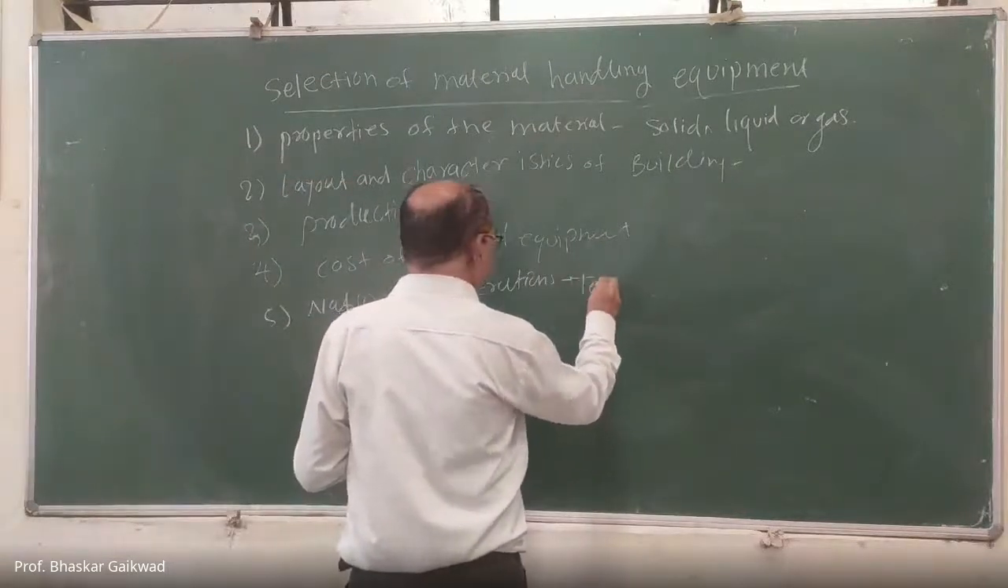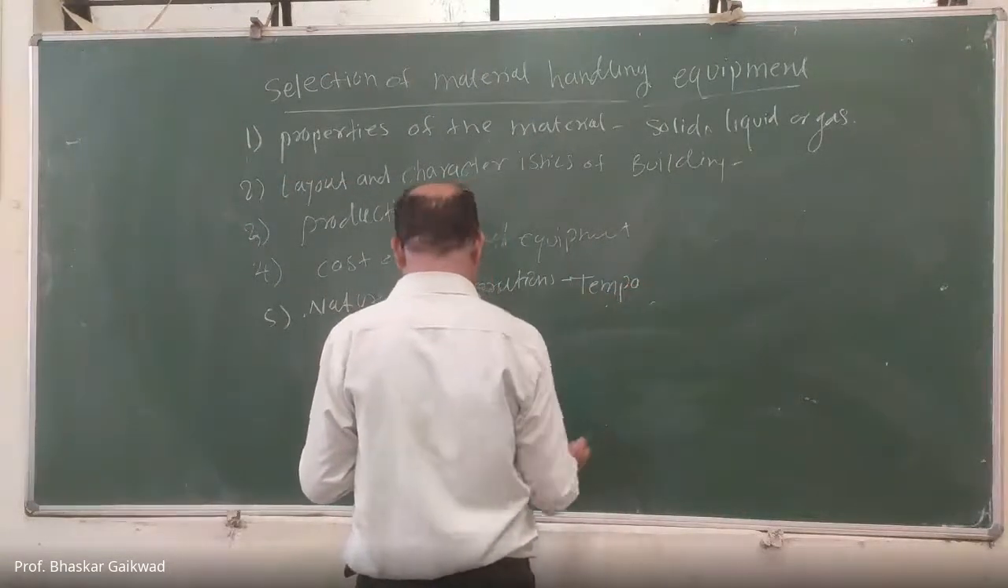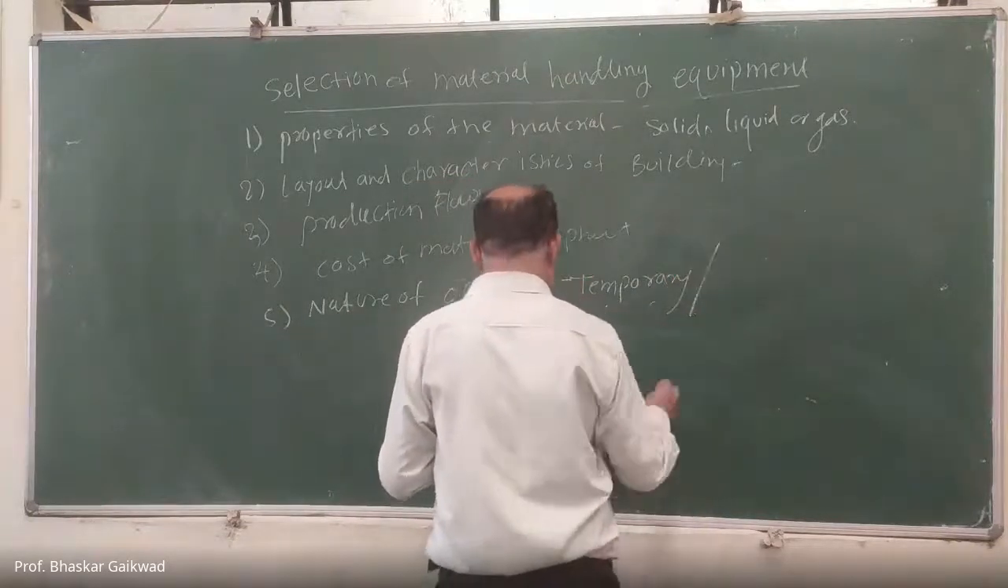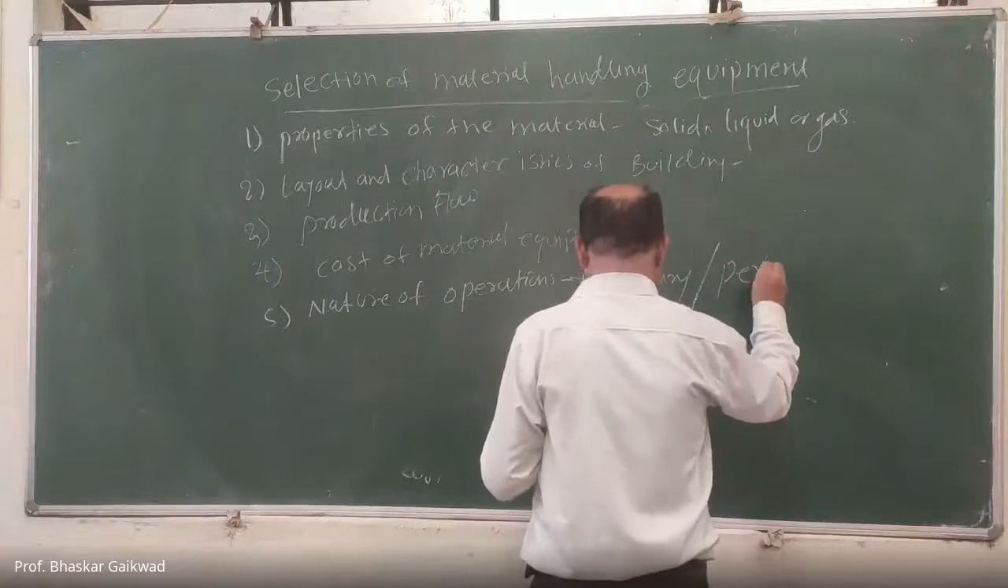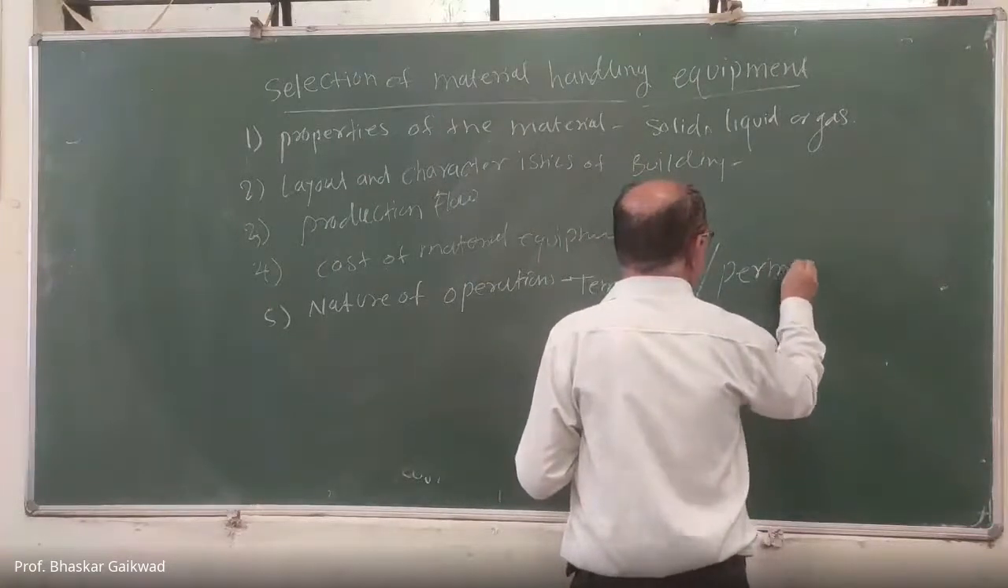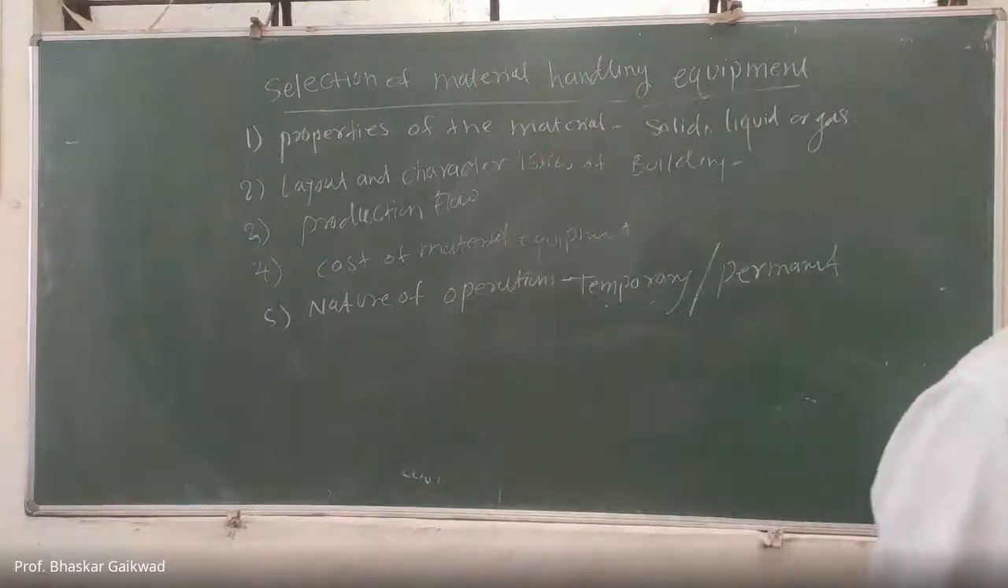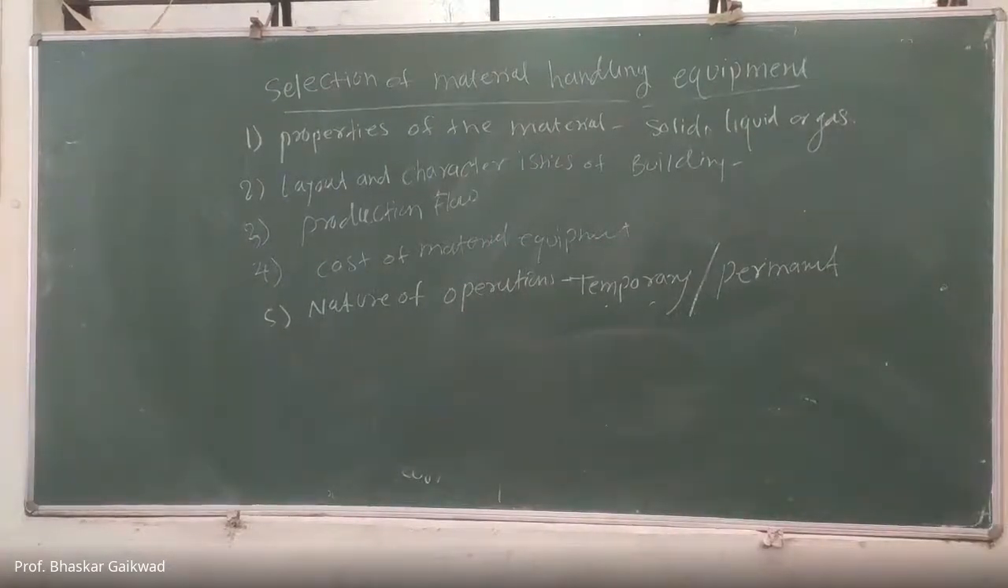If you want to make it permanent or temporary, that also you have to think about. Cost you also have to think about, the production flow in which way, the building structure, and the type of material to be handled.